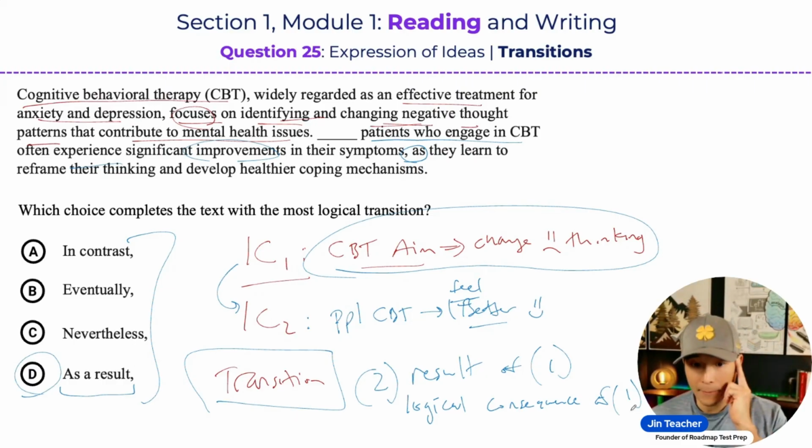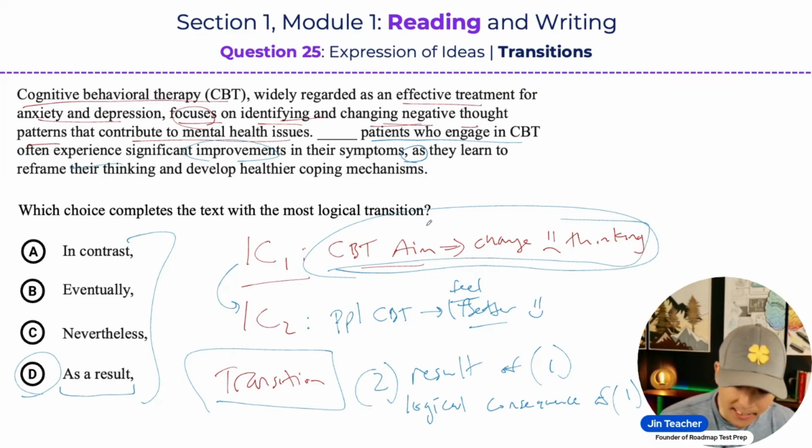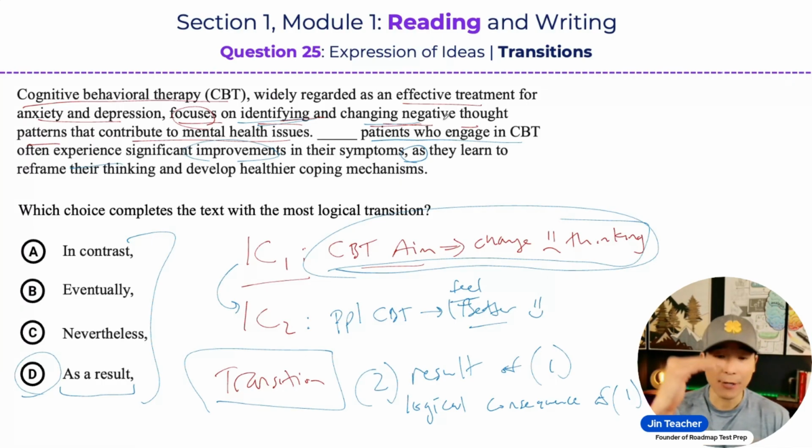So if you think about it, if this is what CBT does, CBT focuses on this, the logical consequence would be, well, hey, if you're changing your negative thinking that causes the negative health issues, then you must feel better. That's the logical result. So you can kind of see how to use this transition word precisely. And now that'll help me get to the correct answer because I'm able to accurately see the relationship between these two sentences, okay?